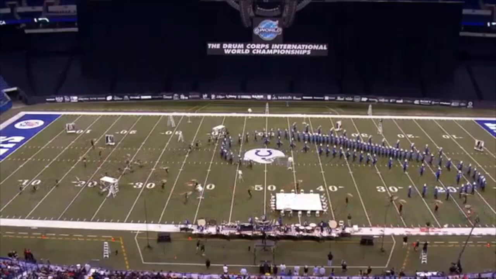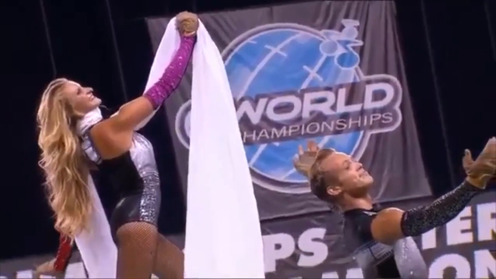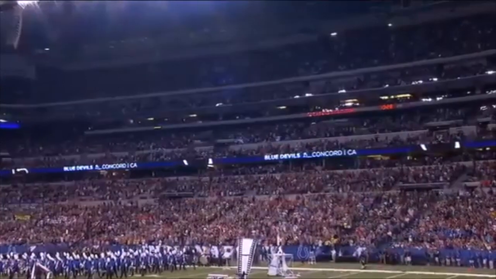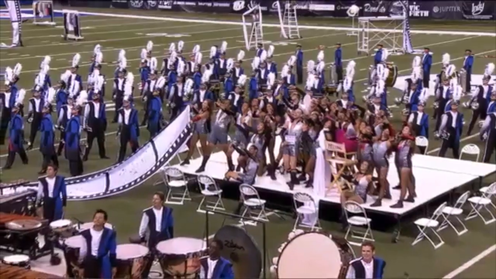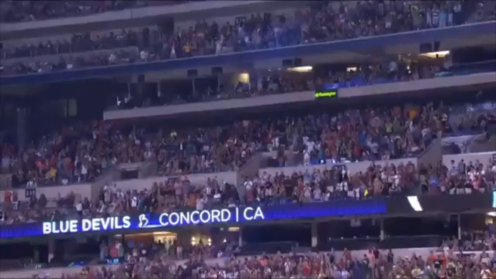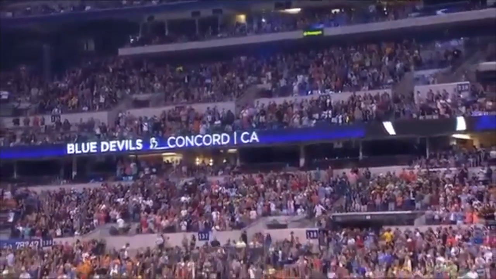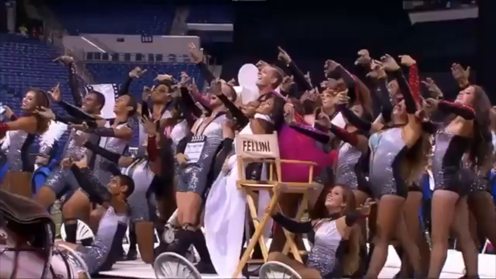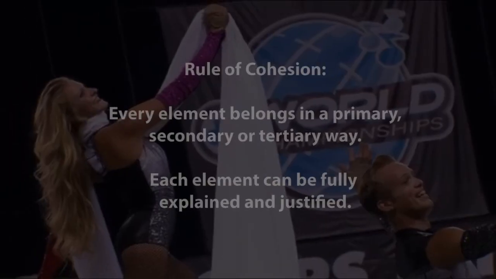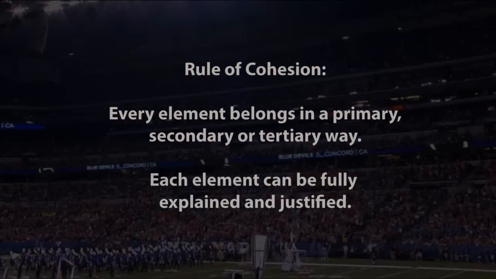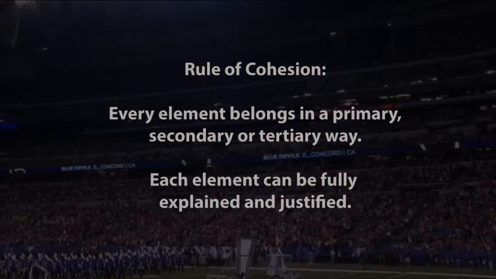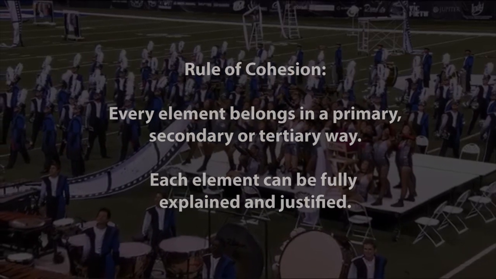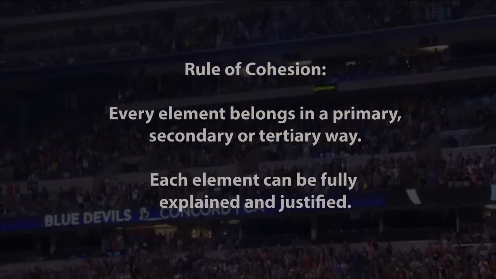All of these elements tie into the themes of the circus as a metaphor for life, and the artist's quest for meaning, two of Fellini's thematic cornerstones. The Fellini-esque show design proves the value of cohesion. In the professional world of film, television, and stage, the rule of cohesion is that every element in the show belongs in a primary, secondary, or tertiary way. Each element can be fully explained and justified.